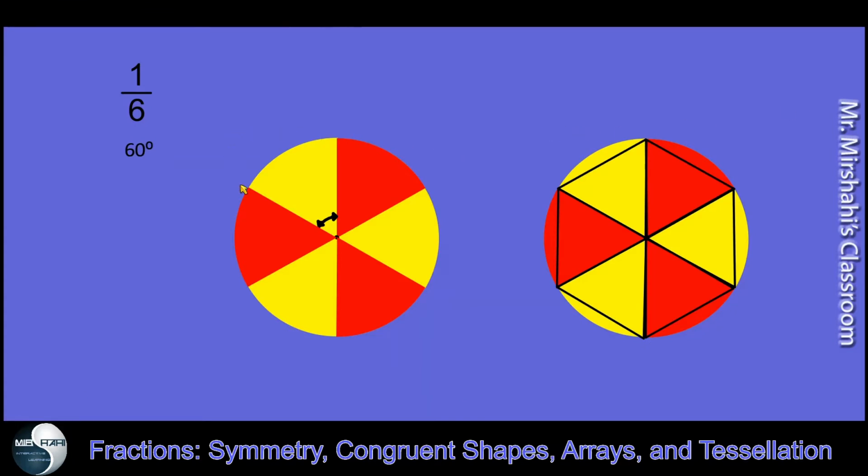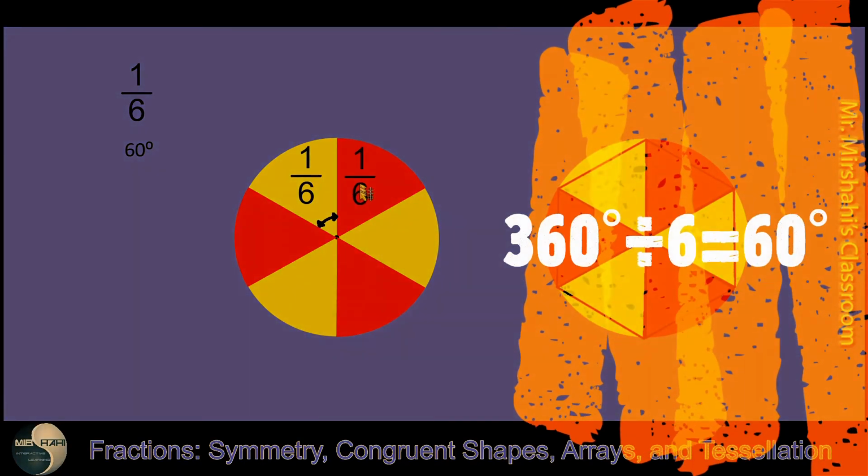Here I have 1/6 of the circle. Each section is 1/6. So I have 6 of them. So these are all 1/6 each. And 360 divided by 6 is 60. So 360 degrees divided by 6 is 60 degrees. So these are all 60 degrees.